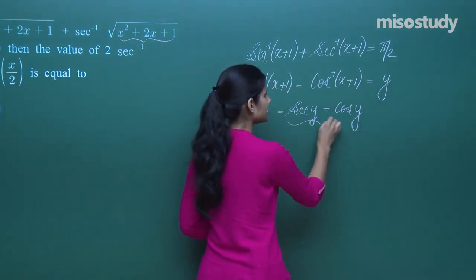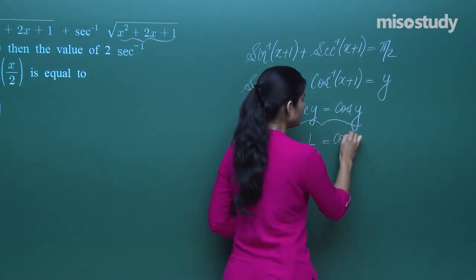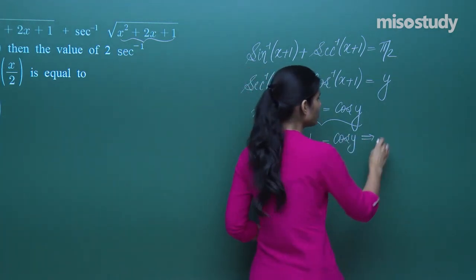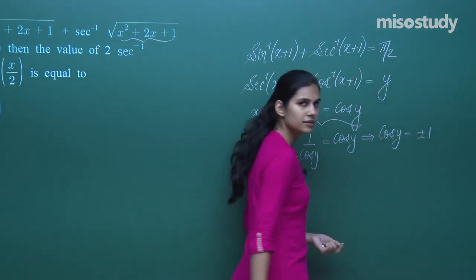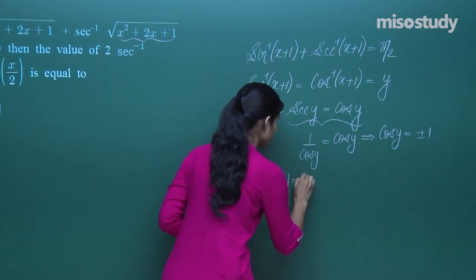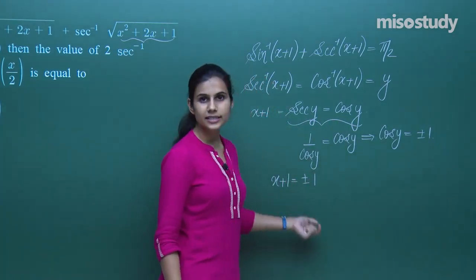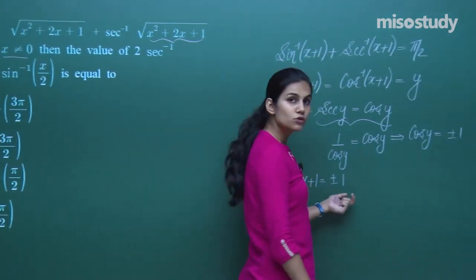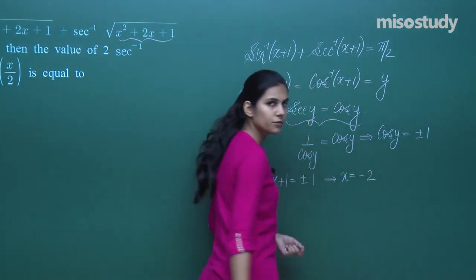From here what do you get? You get 1 upon cos y equals cos y. So basically cos square y is 1 or cos y is plus minus 1. But cos y is equal to x plus 1, so x plus 1 is plus minus 1. If x plus 1 is 1, then x is 0, but it is written that x is not equal to 0. So x plus 1 is equal to minus 1, which makes x as minus 2.